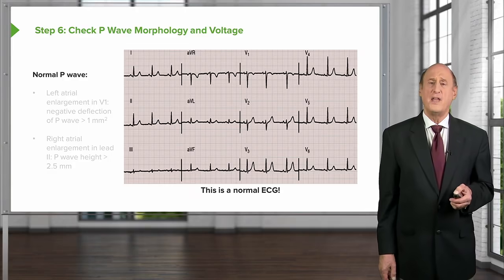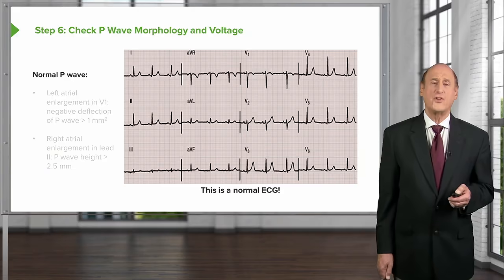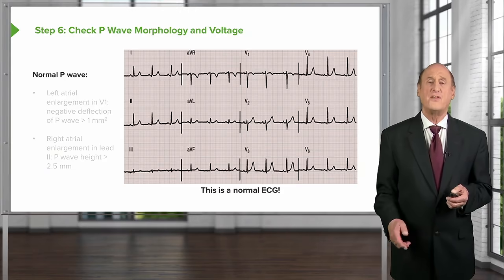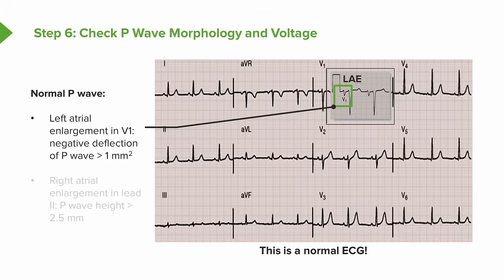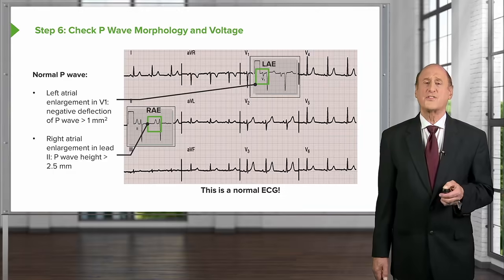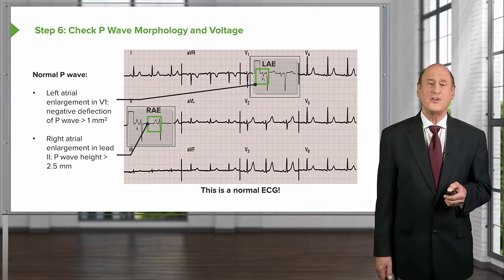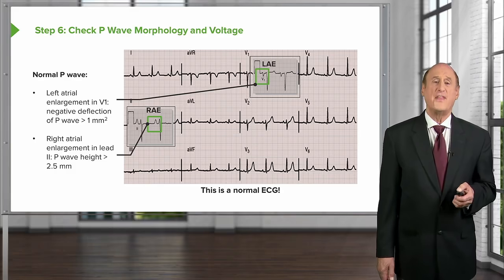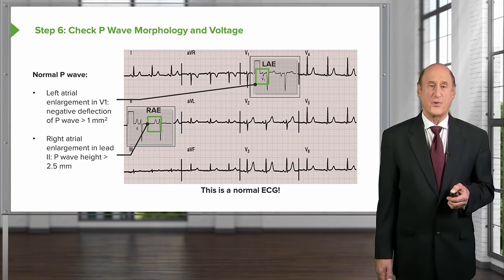And it should be upright in lead 1 and 2, and a negative deflection of less than 1 box wide or 1 box deep in V1. If the P wave in lead V1 is more negative than one box and wider than one box, that suggests that the left atrium is enlarged, so-called left atrial enlargement. If the wave is pointed and higher than 2 millimeters, and usually wider than 2, then that defines right atrial enlargement.